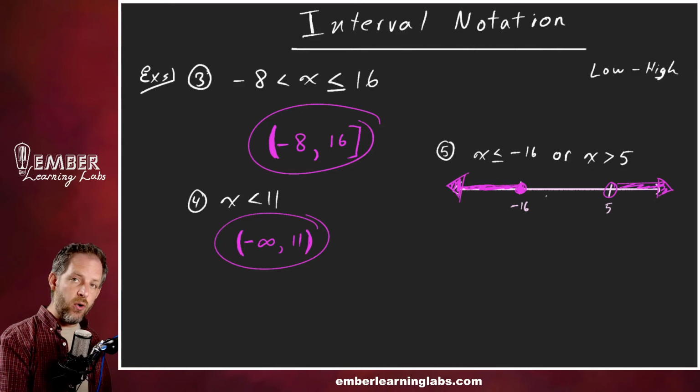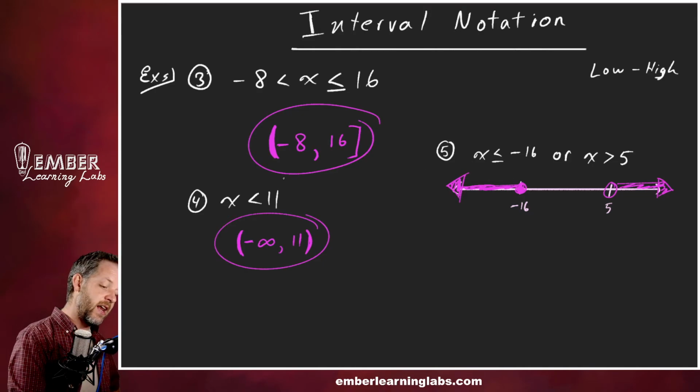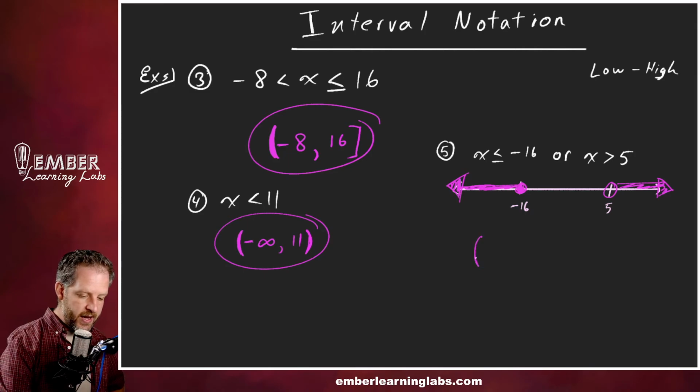Now, because of this or, we're interested in when this is true or this is true, so we need to include them both, right? So we're going to go just like we did before, and we're going to go low to high. So the lowest possible number is -infinity, because it goes all the way that way. So -infinity up to negative 16, including the -16.